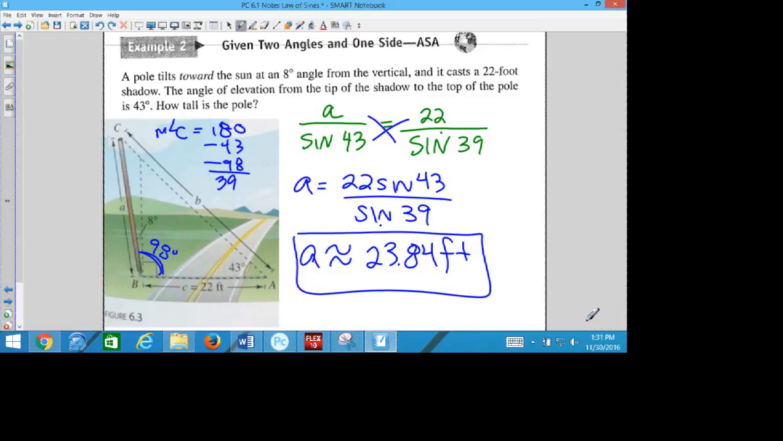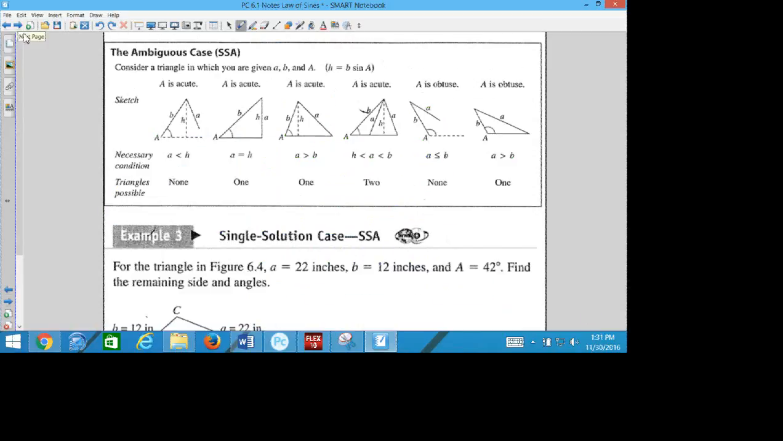All right, so now, if you have, do you remember SSA from geometry? Right, side angle. Do you remember, if you wrote it the other way, angle side side? That was the one that you could never use to prove triangles.